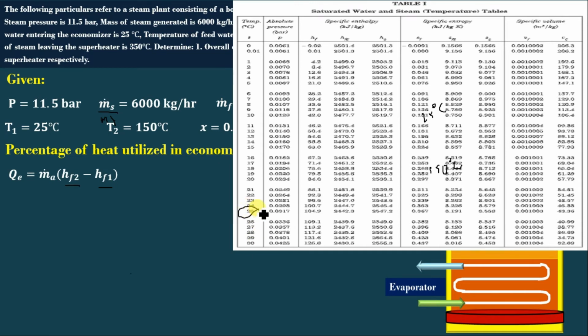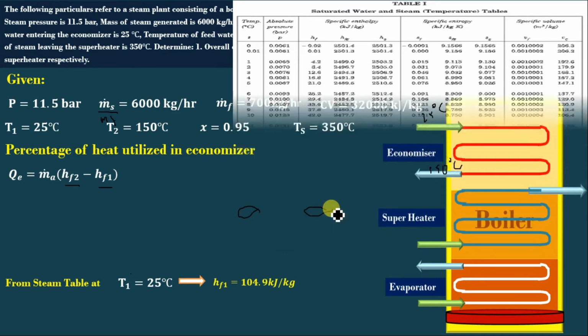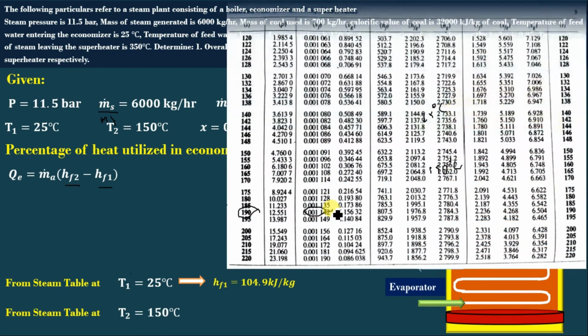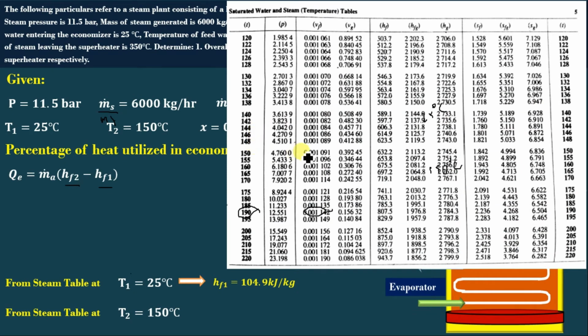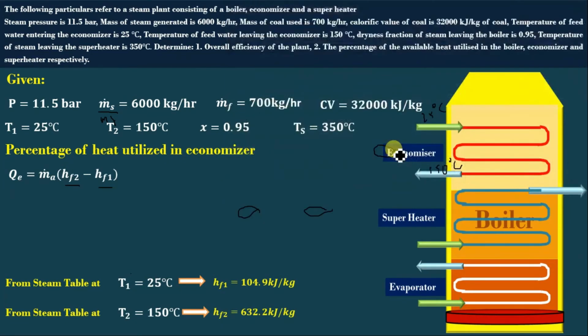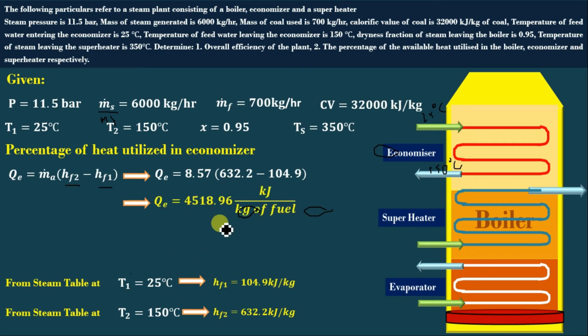is at 25 degrees Celsius. For this, 104.9, we know from the steam table at 25 degrees, 104.9 kilojoule per kg. Similarly, for 150 degrees Celsius, we take our steam condition with enthalpy, that is 632.2 kilojoule per kg. For this, we substitute 8.57 as ms divided by mf, enthalpy of outlet minus enthalpy of inlet, and QE becomes 4518.96 kilojoule of energy per kg of fuel.